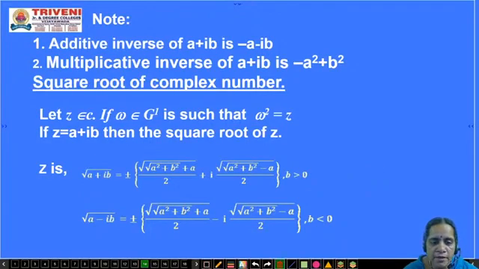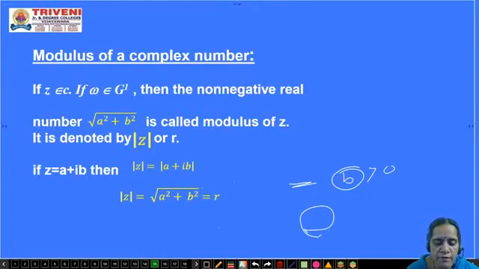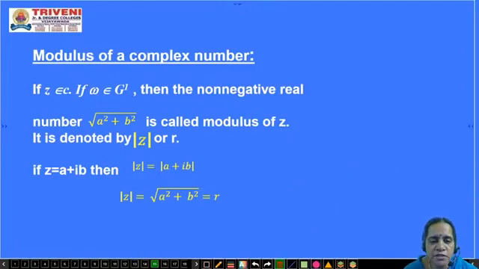Then the square root of a complex number. For a complex number z, any value of z belonging to C such that z is equal to a plus ib, the formula of the square root of a plus ib is plus or minus of square root of (square root of a square plus b square plus a) by 2, plus i into square root of (square root of a square plus b square minus a) by 2. Here, b is the imaginary part. If the imaginary part b is greater than 0, we take plus between these two. Suppose b is less than 0, then we put minus. Okay. In this formula we find the square root of a complex number, and then the modulus of a complex number.